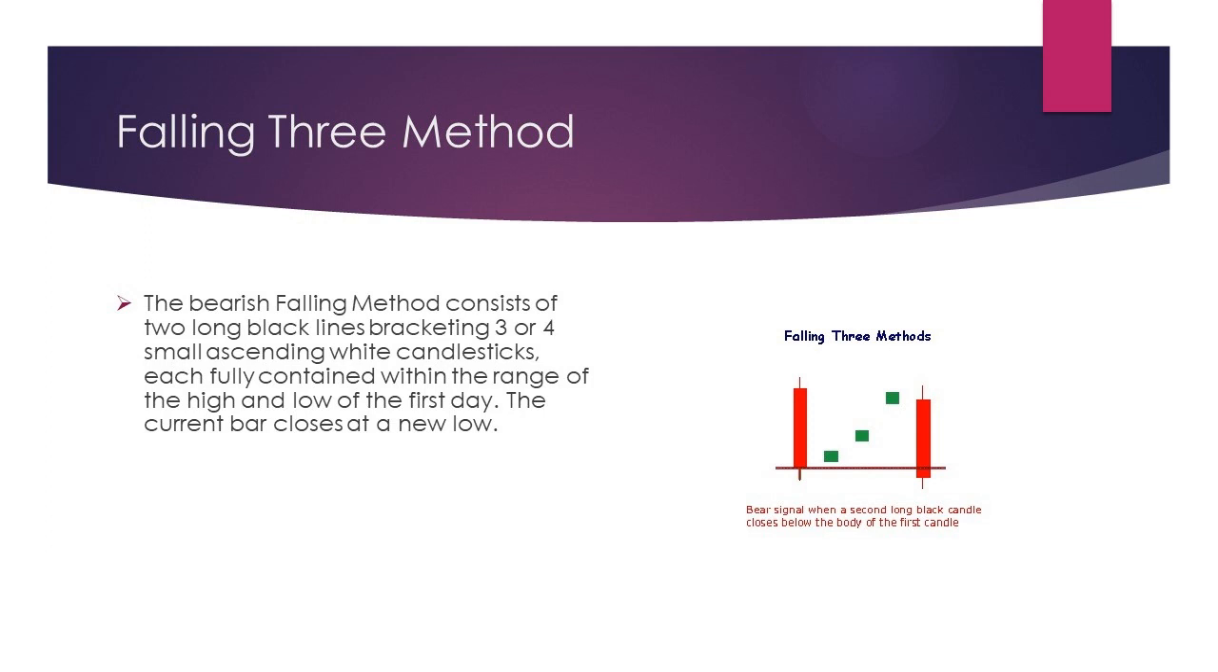The falling three methods pattern appears during a strong decline in the market where the bears are still firmly in control as the first candlestick in the pattern is formed. The length of the first candlestick reflects the ongoing strength of the bears. However, the appearance of the second candlestick in the pattern suggests that there may be some weakness in the downtrend, as the second candlestick is a small bearish candlestick.